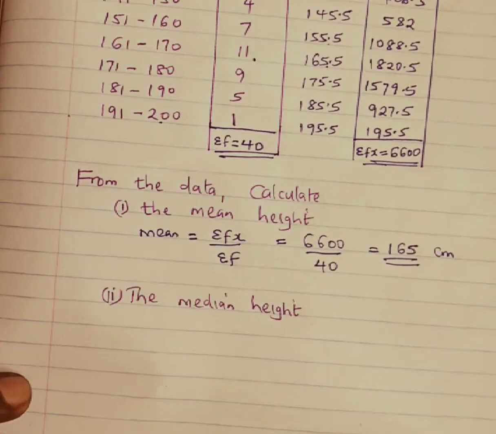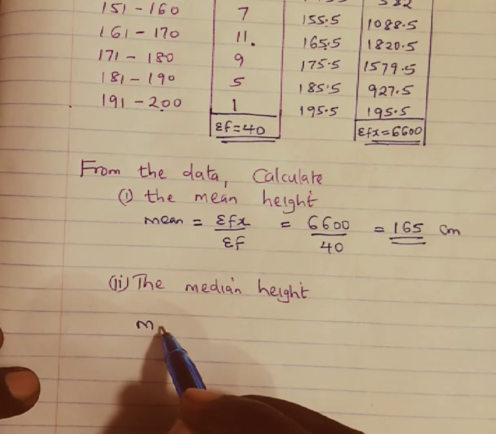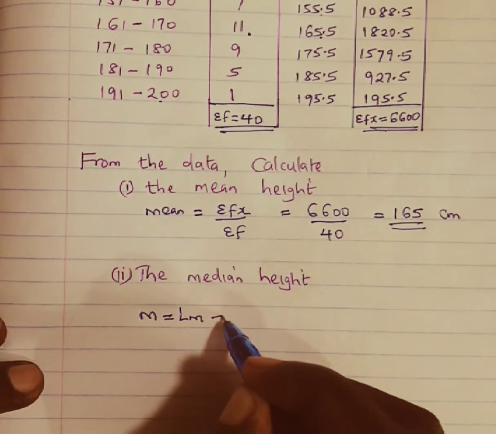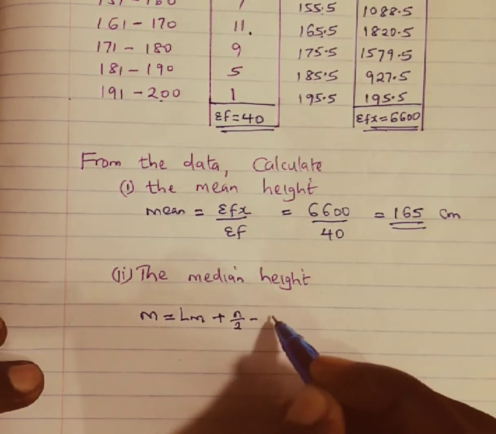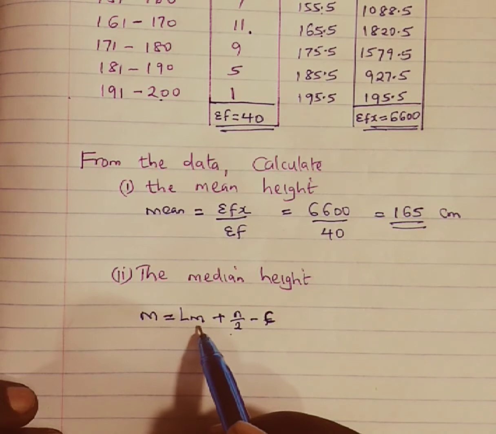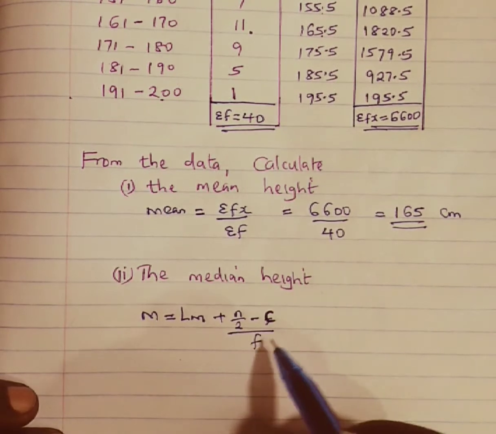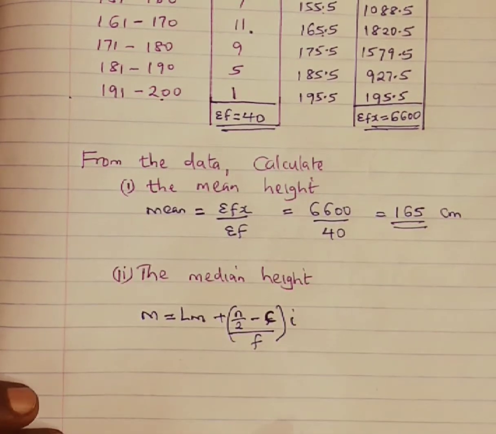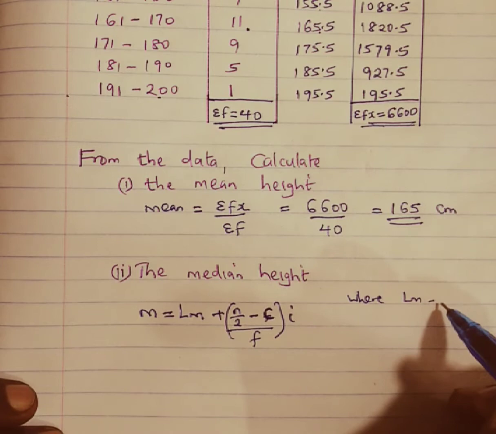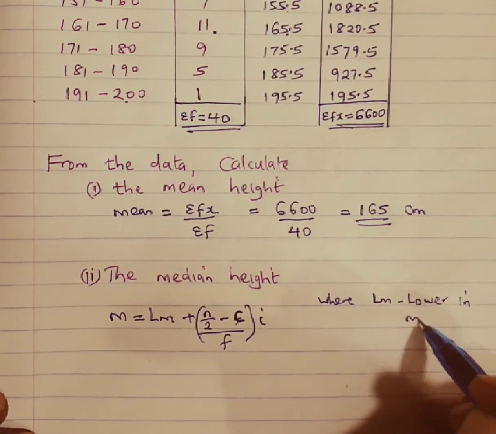Next, we are supposed to calculate the median height. For us to get the median, we usually use the formula: the lower limit in the median class plus n divided by 2 minus c, you divide by f, then we multiply by i, where Lm is the lower limit in the median class.